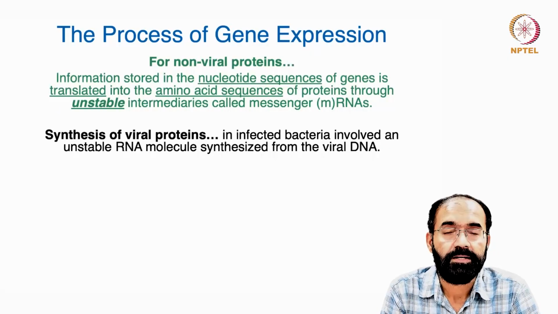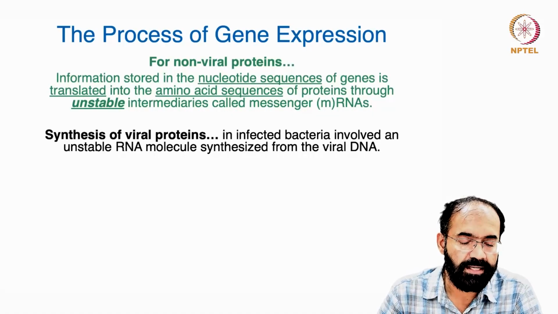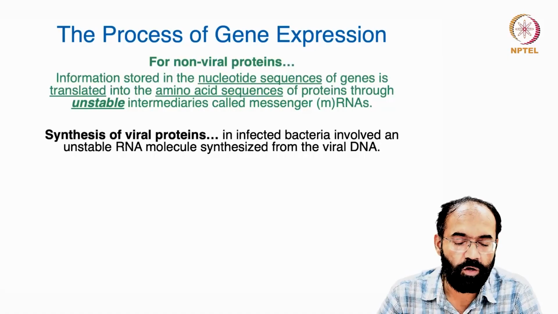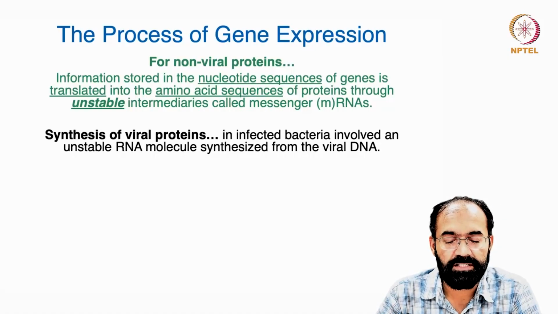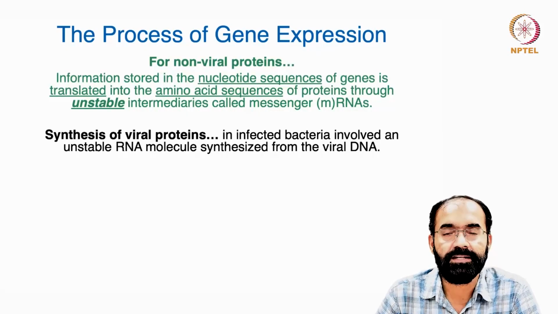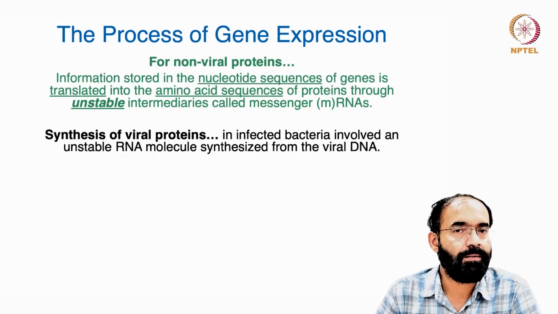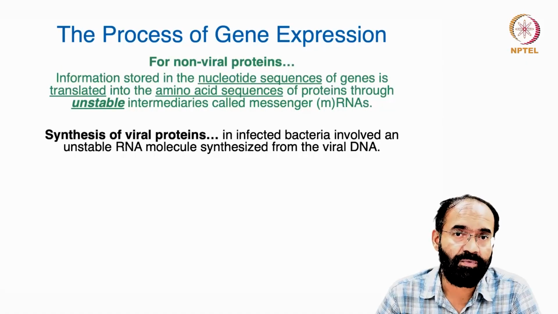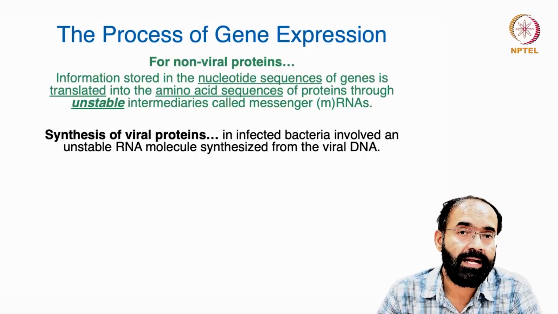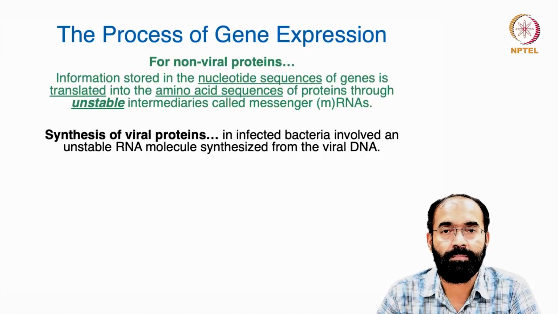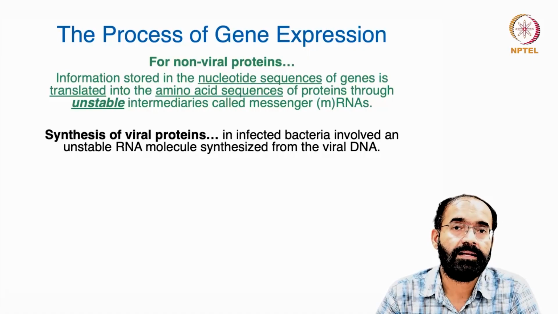If you look further, for some of the non-viral proteins, the information stored in the nucleotide sequence of genes is translated into the amino acid sequence of proteins through an unstable intermediate called mRNA, which is usual for bacteria, other eukaryotes, and even viruses. But viruses, their genome is small, so they have certain unique elements that can fool the eukaryotic system, as if it can recognize a middle portion of the mRNA as a tip of the mRNA, or the 5' end of an mRNA. One such example is the internal ribosome entry site.